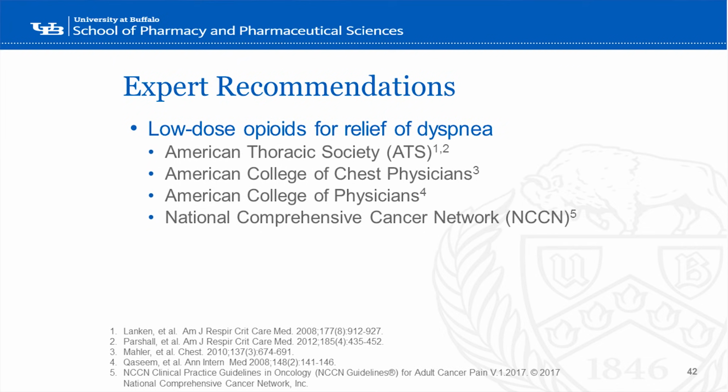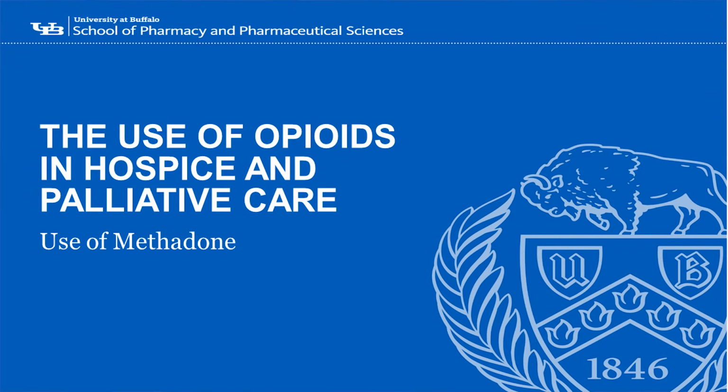And just to summarize, I list here the national organizations that have supported the use of low-dose opioids for the treatment of dyspnea, including the American Thoracic Society, the American College of Chest Physicians, the American College of Physicians, and the National Comprehensive Cancer Network. So the last topic on use of opioids in hospice and palliative care is the use of methadone.